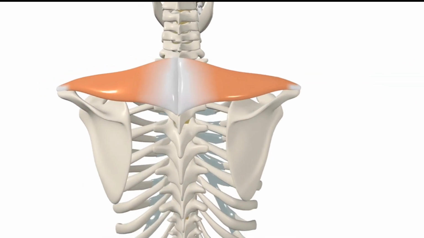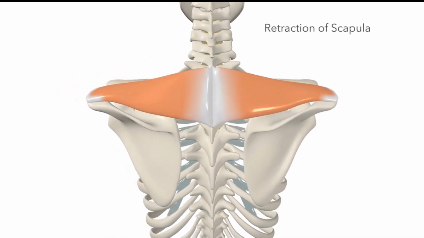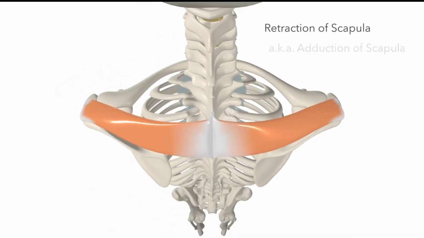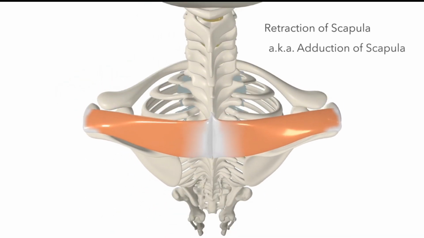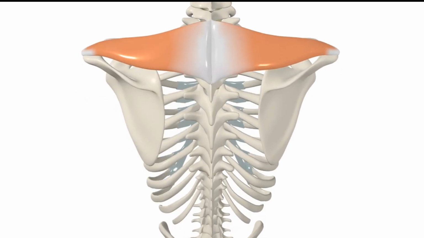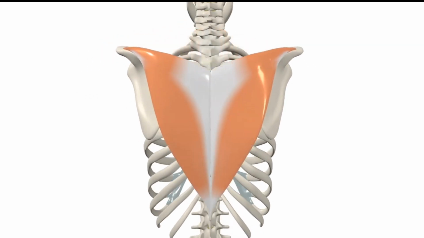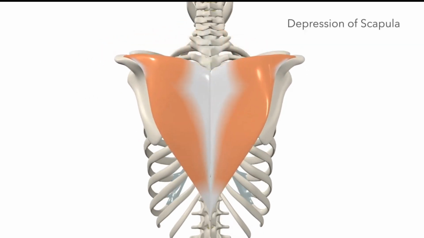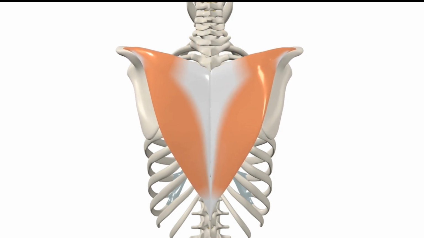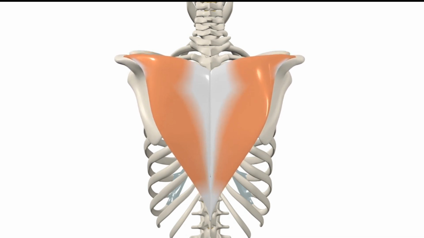The middle fibres also perform retraction of the scapula, also known as adduction of the scapula. The lower fibres depress the scapula. For example, when you're pushing yourself up out of a chair, the lower fibres of the trapezius contract to pull the scapula down.